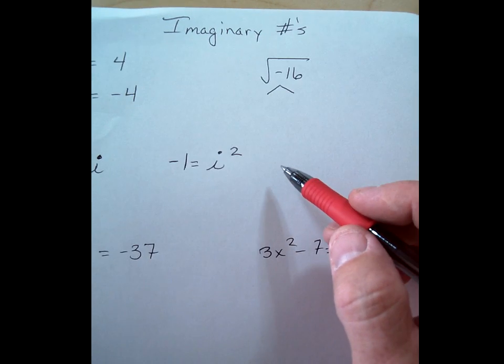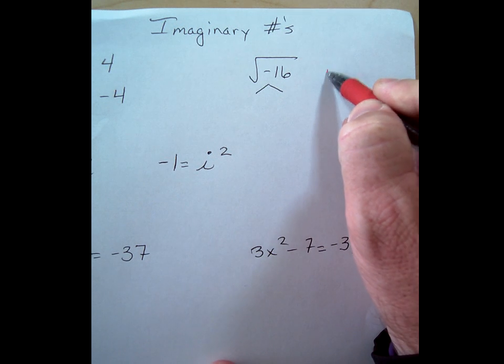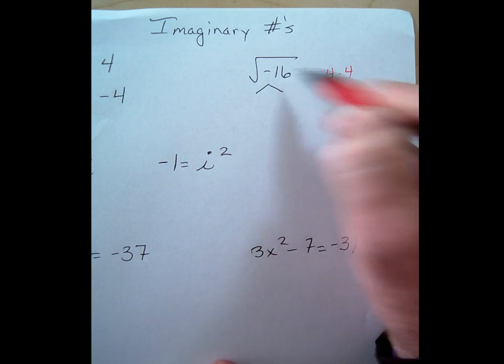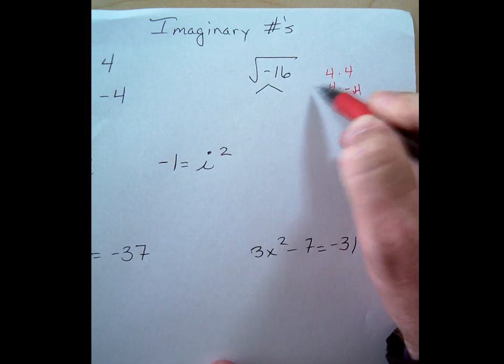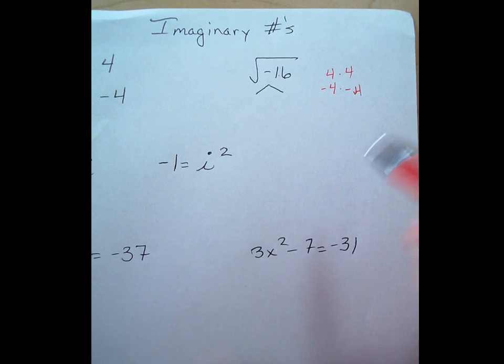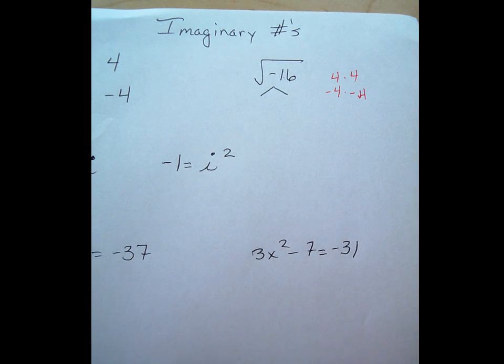Now we run into troubles when we get the square root of negative 16, because no number times itself works. 4 times 4 doesn't equal negative 16, and negative 4 times negative 4 doesn't equal negative 16. So what we had to do is we had to come up with imaginary. Use your imagination. Can you imagine that?